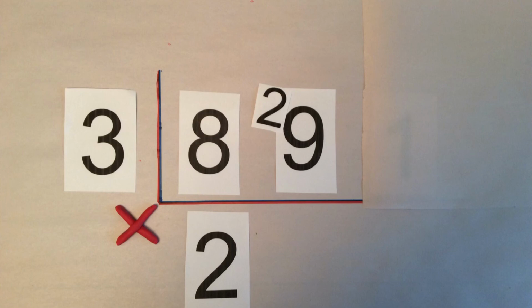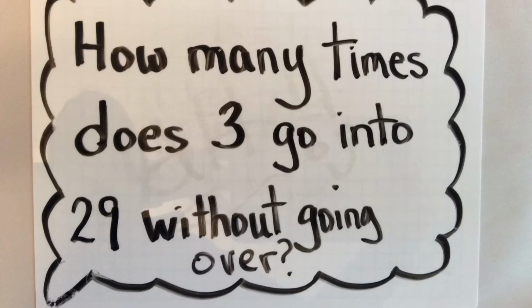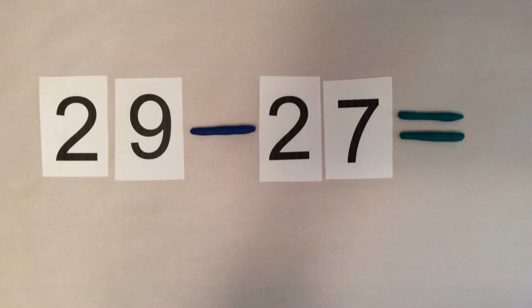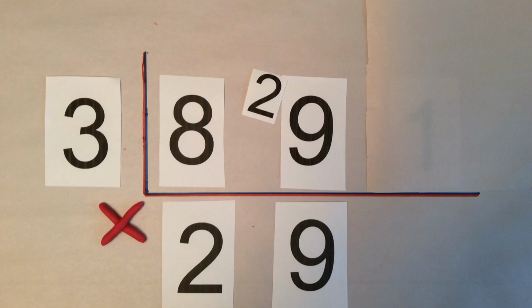So now you ask yourself again, how many times would 3 go into 29 without going over? The answer? 9. Because 3 times 9 is 27. The next step, again, don't forget to do your subtraction. You have to take the 27 from 29. And again, you end up with 2 as your answer. So that is another number that we're going to carry on to the third digit that's in our dividend. And that's the 1.